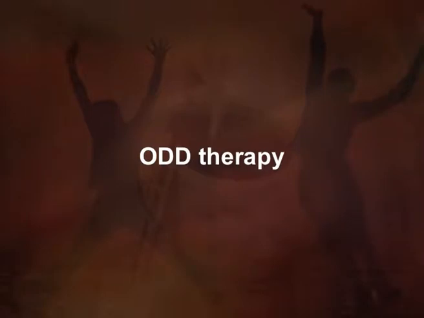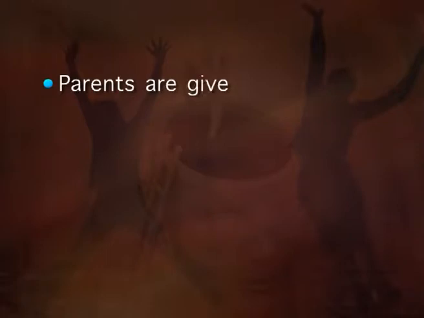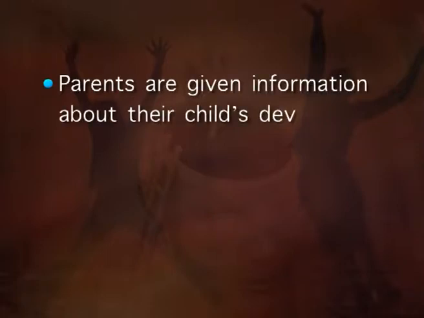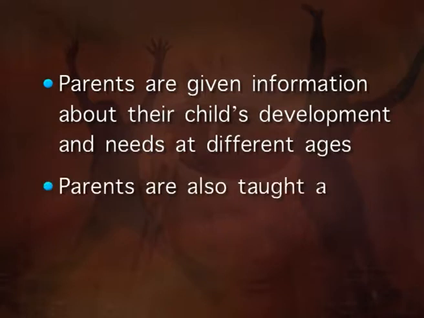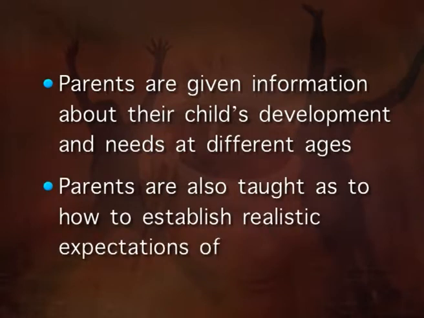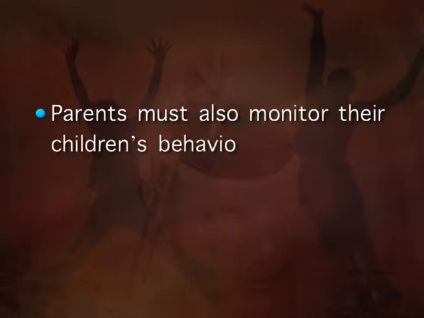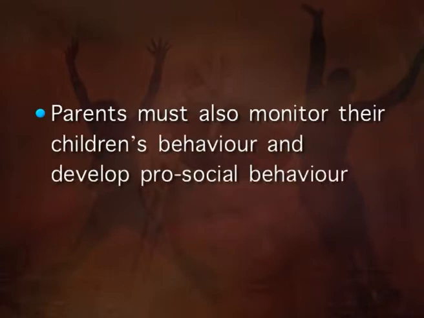Parent therapy is often considered to be the most important part of ODD therapy. So, this parent therapy involves various issues. What are those issues? As a part of the therapy, parents are given information about their child's development and needs at different ages. Parents are also taught how to establish realistic expectations of their children. Parents must also monitor their children's behavior and develop pro-social behavior in children.